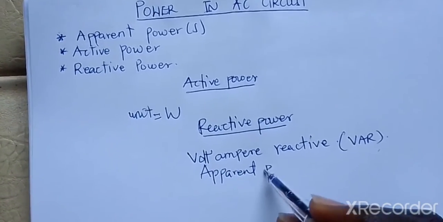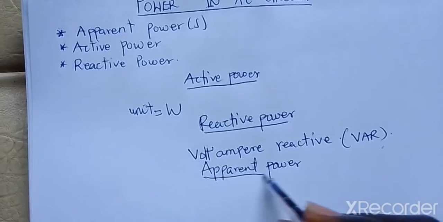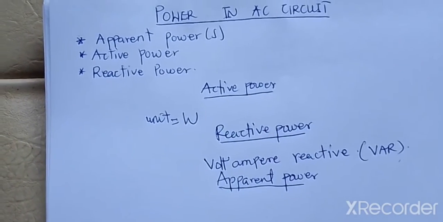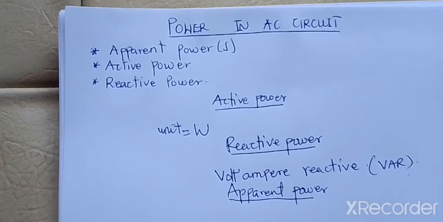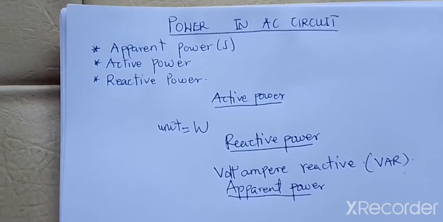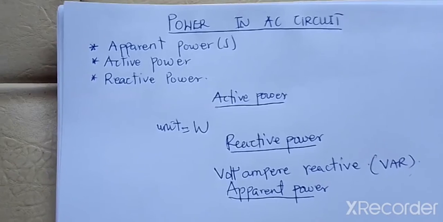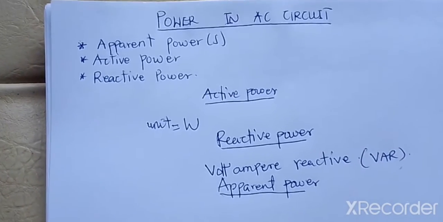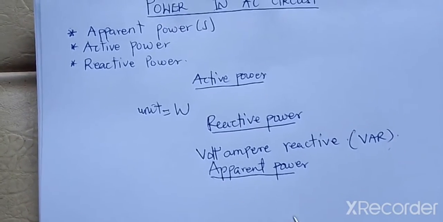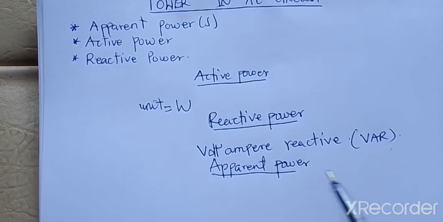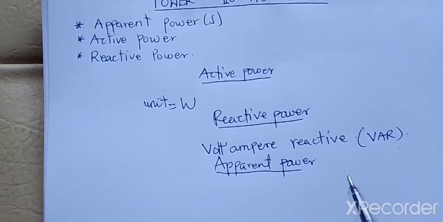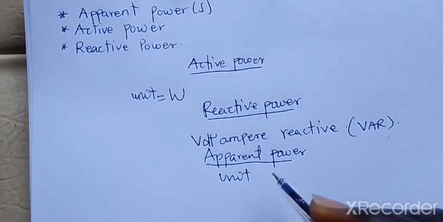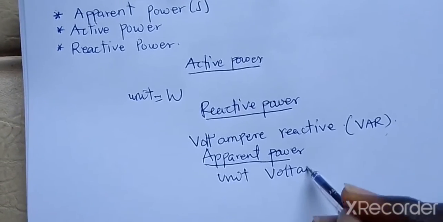When you say apparent power, it becomes the resultant of the active power and the reactive power. Now since an AC circuit has two different power components, to find the effective power, or the total power of an AC circuit, that is what we call the apparent power. So the apparent power stands for the total power in an AC circuit, and its unit is volt amperes.